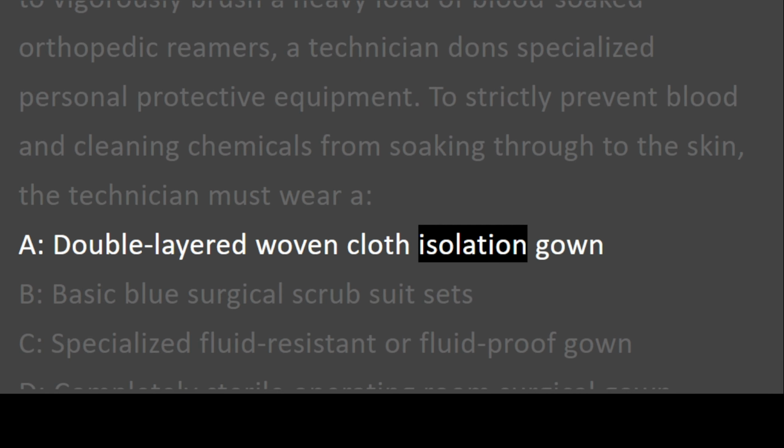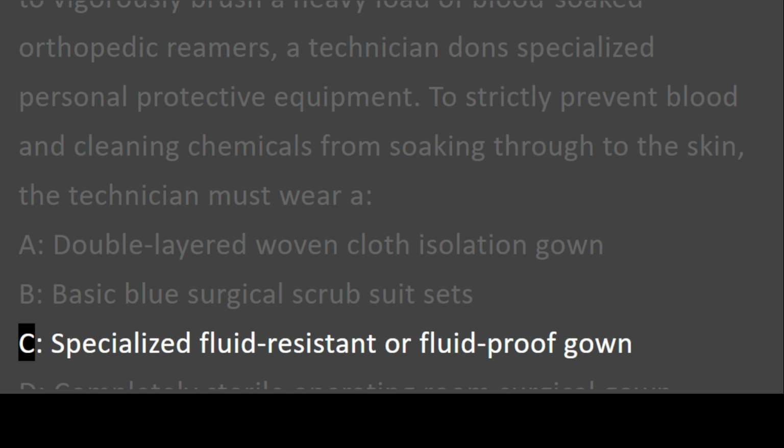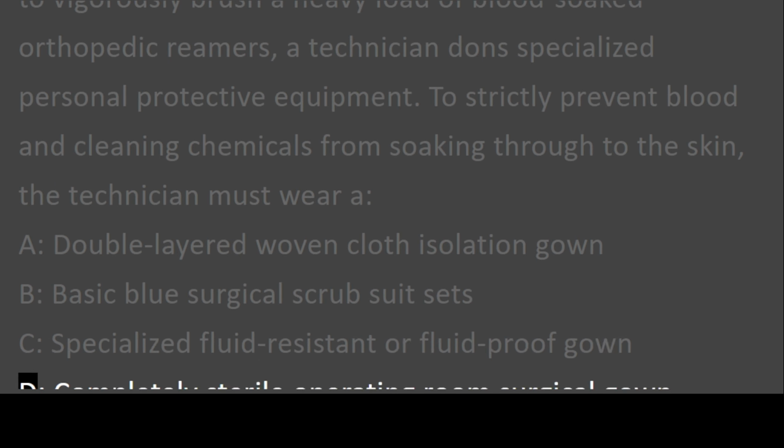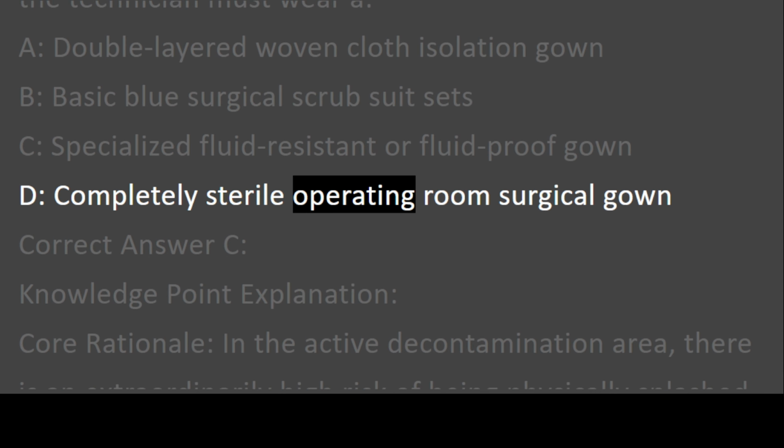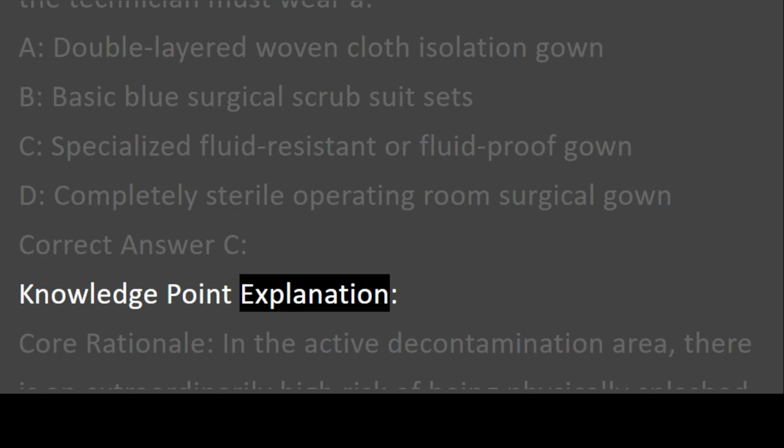A. Double-layered woven cloth isolation gown. B. Basic blue surgical scrub suit sets. C. Specialized fluid-resistant or fluid-proof gown. D. Completely sterile operating room surgical gown. Correct answer C. Knowledge point explanation.